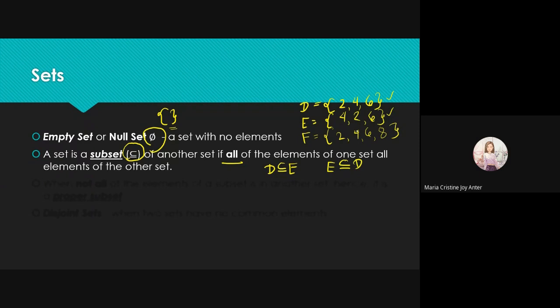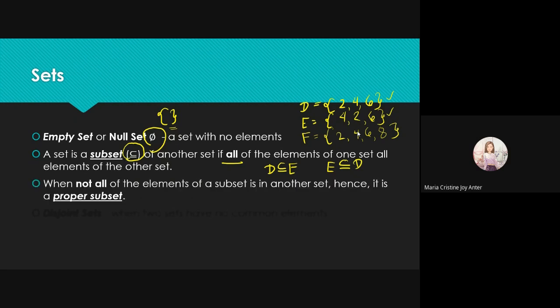In this case, for sets D and E, all of their elements are exactly the same. What if not all their elements are the same? What if only part of the elements are shared? So, we call that a proper subset. Example. Observe set E, which has elements 4, 2, and 6. Observe set F, which has elements 2, 4, 6, and 8. They are not the same because of the 8.